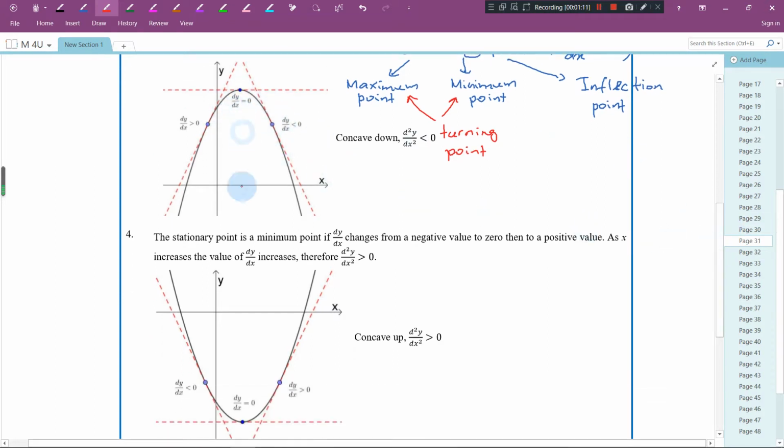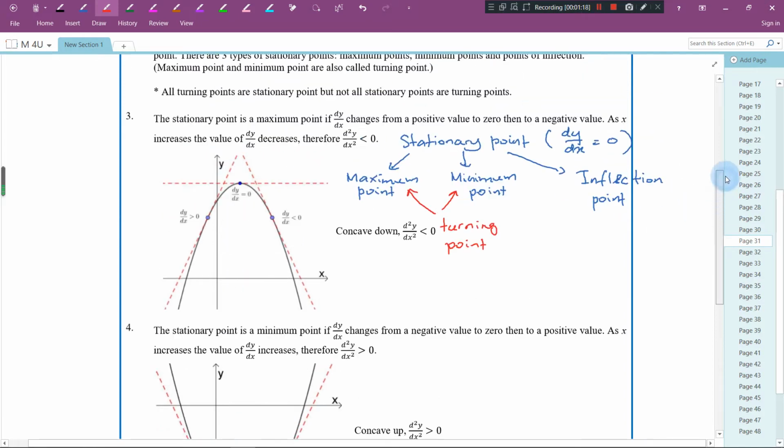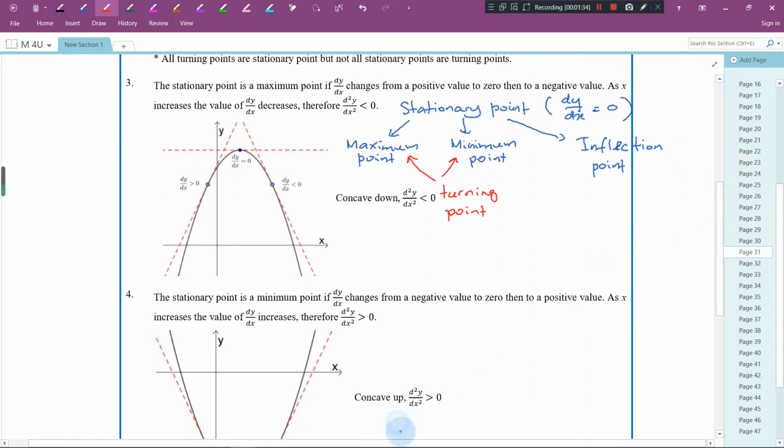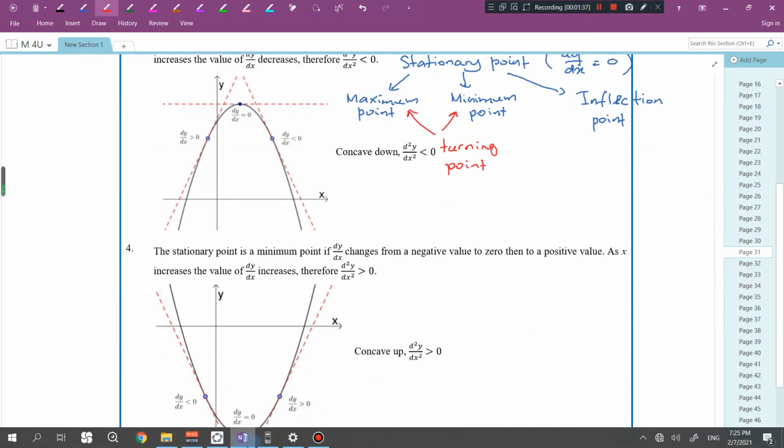This is a maximum point and this is a minimum point. This is a minimum point. This is a maximum point. Okay, for point of inflection or inflection point, that is a point where the graph starts to change its concavity. But some of the inflection point, they are actually not stationary point because their dy by dx is not equal to 0. Okay, let me show you here. Look at this one.